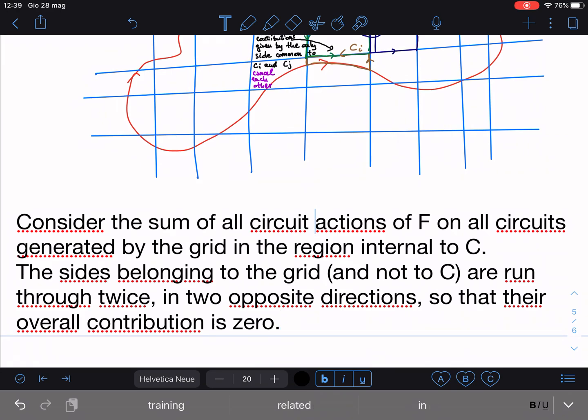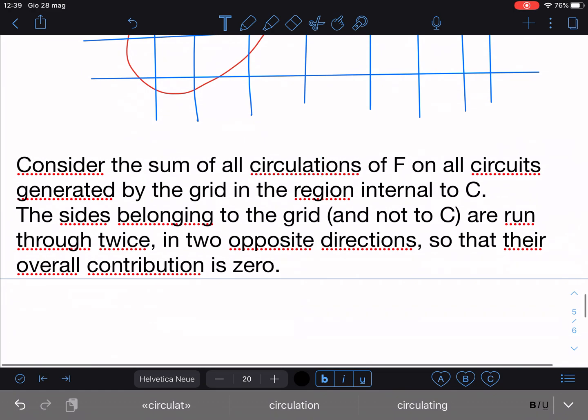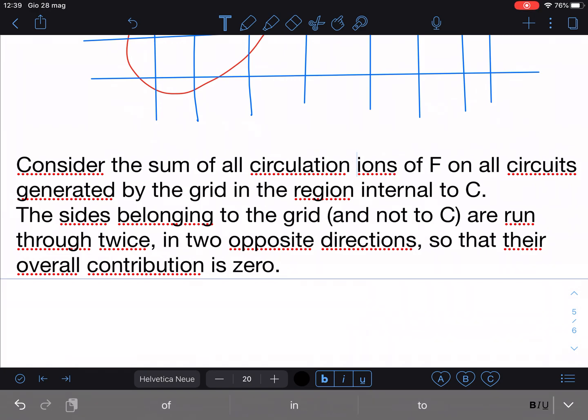Okay, there was a problem here with the correction. Oh, sorry, circulation, in English. Circuitazione in Italian, circulation in English. Okay. Circulations. Okay.